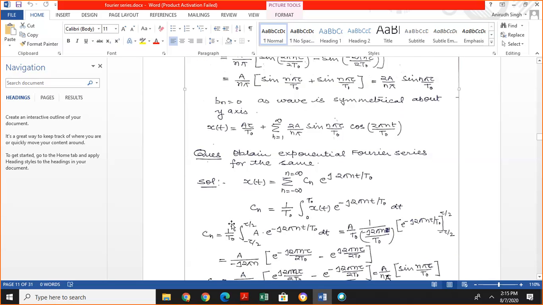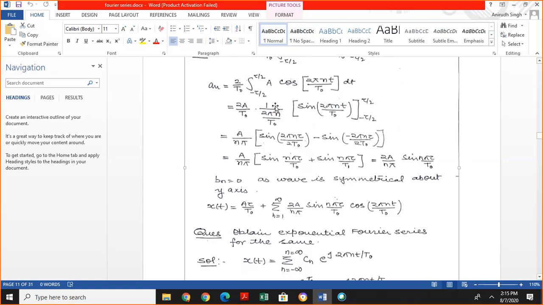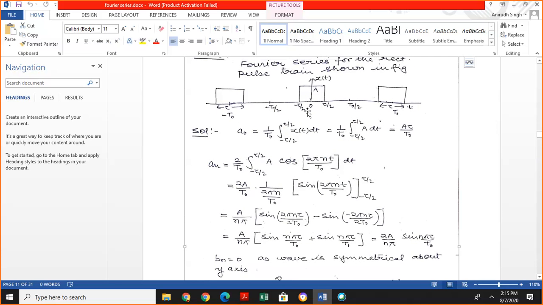Obtain the exponential Fourier series for the same. That means obtain the exponential Fourier series for this wave.